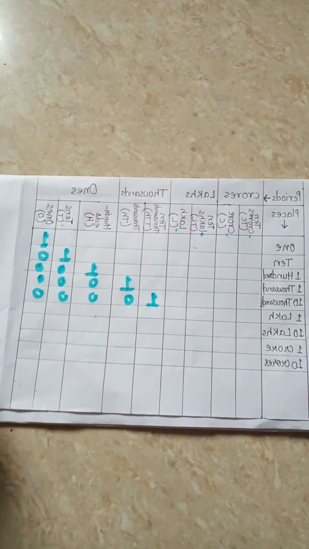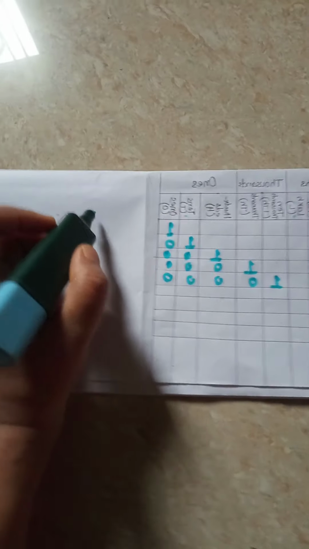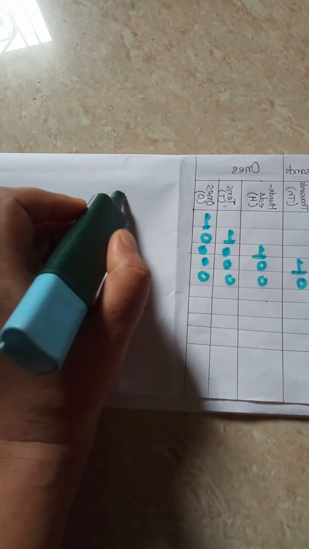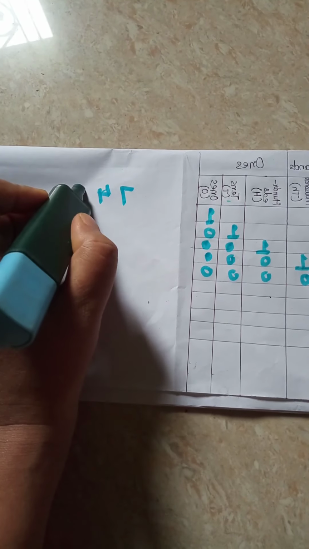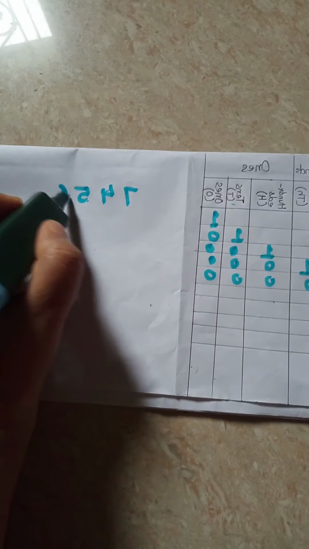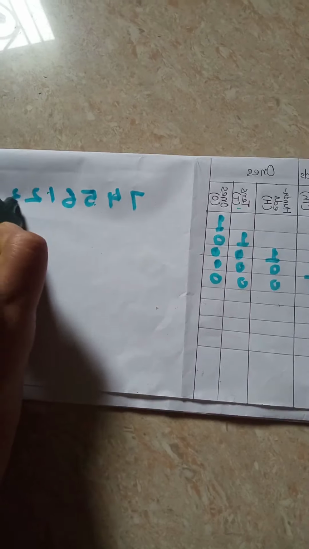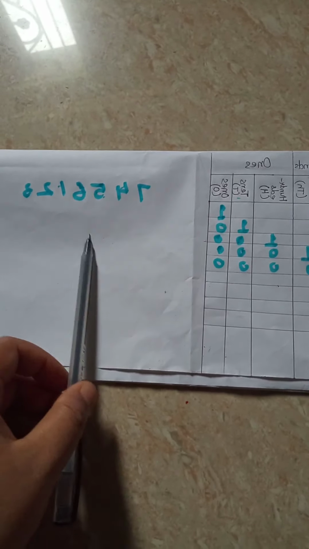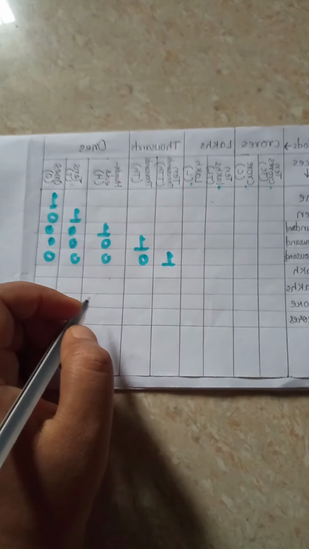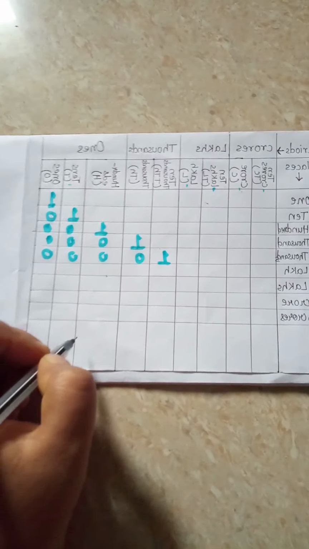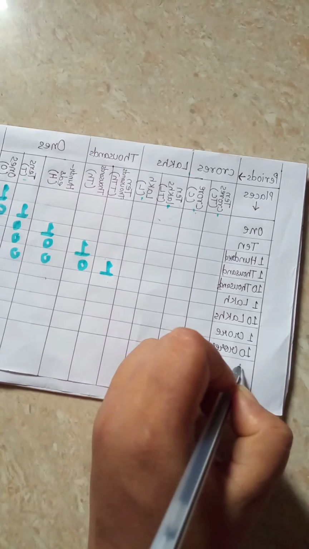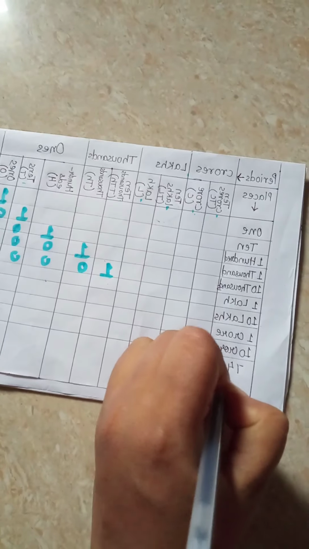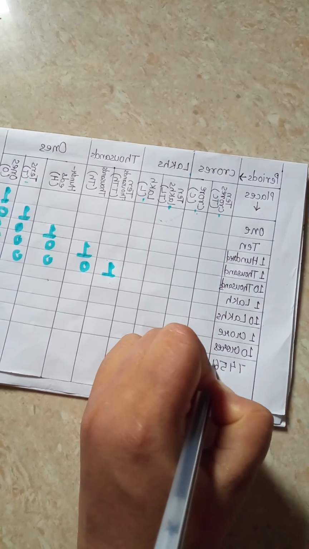Now let's take an example. For example, 7, 4, 5, 6, 1, 2, 3. Let's place this number in this place value chart. Let's write the number again, 7, 4, 5, 6, 1, 2, 3.